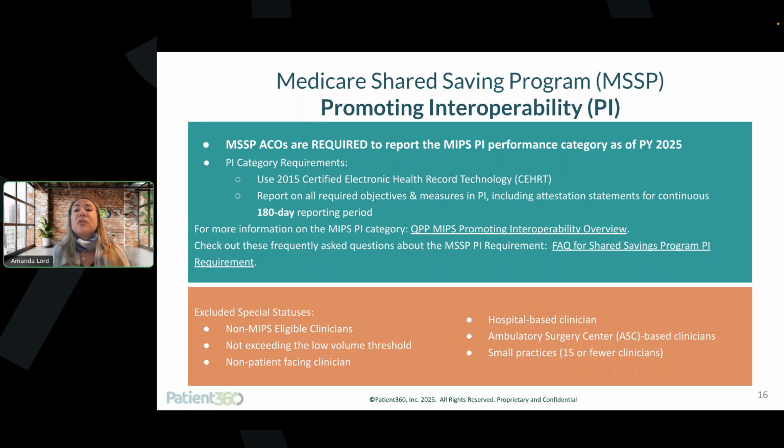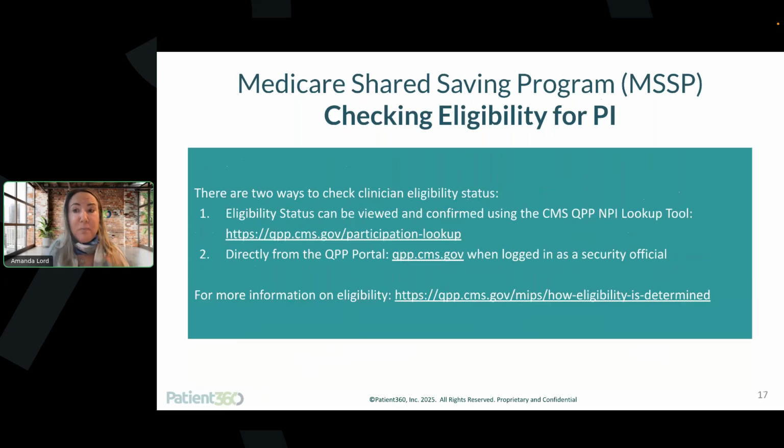If you're not sure about your promoting interoperability eligibility, you can use the tools and the links on this slide to check the status of your ACO and your member TINs. PI can indeed be reported by Patient 360. So if you do need to report PI, just let us know and we can assist. Again, July started the 180-day time frame, so we can start receiving data. You can send it from January to July. You can cross PI off your list right now, or you can send whatever you have for the full year. It's fine. It can be more than 180 days. One less category to worry about if you get started now, if you need to do it.